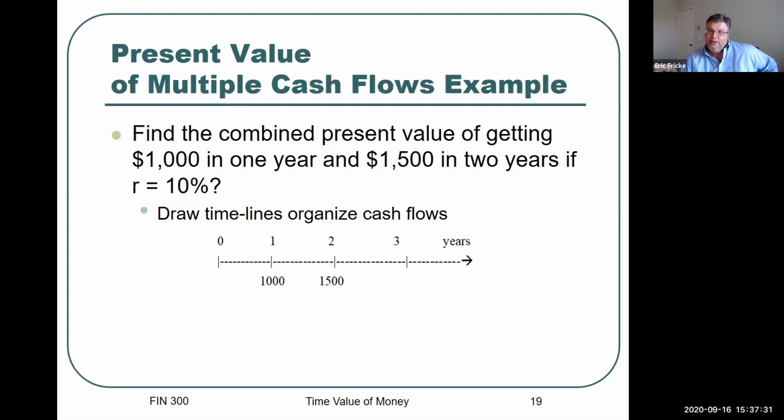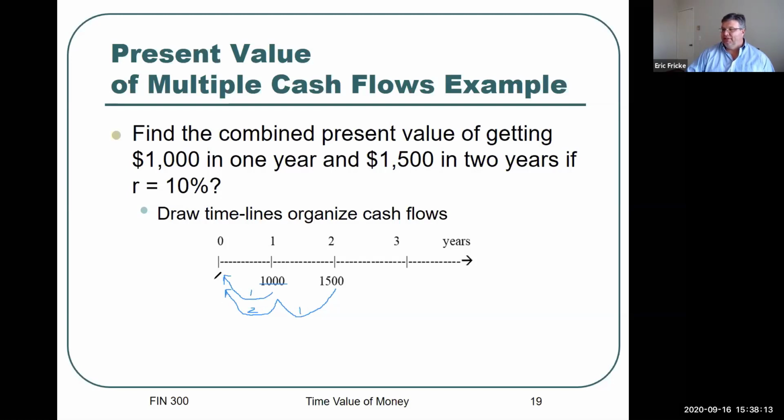So the timeline goes from year 0, 1, 2, and 3, and you'll see how under year 1 we have the $1,000, and under year 2 we have the $1,500. What this process is doing is basically discounting the $1,000 back to time 0 and discounting the $1,500 back to time 0 as well. The $1,000 gets discounted back 1 period, and the $1,500 gets discounted back 2 periods, right?